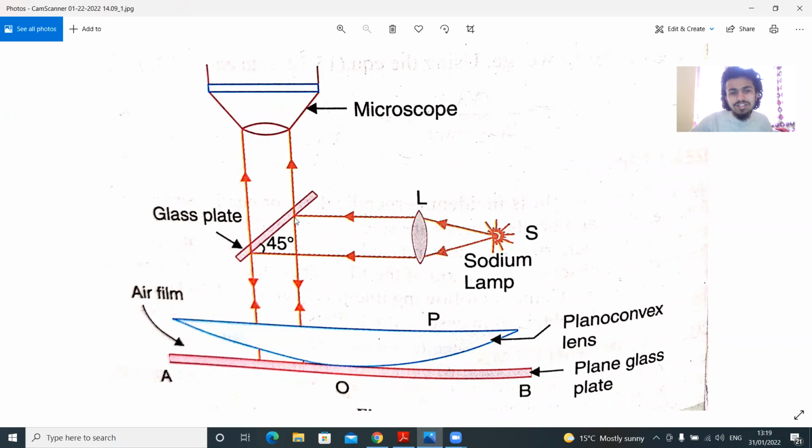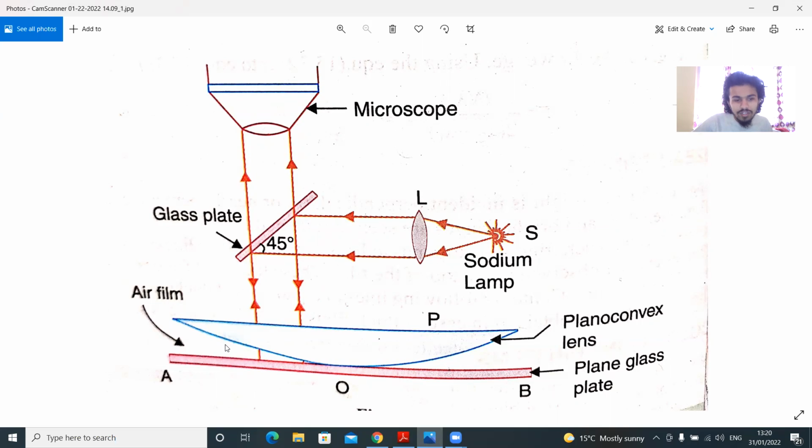which are then incident on this glass plate, which is inclined 45 degrees to the horizontal. After incidence on the glass plate, the rays bend to fall normally on this plano-convex lens, and refraction takes place. And in between, an air film is formed by the combination of this plano-convex lens and plane glass plate. The air film of thickness T is observed here.